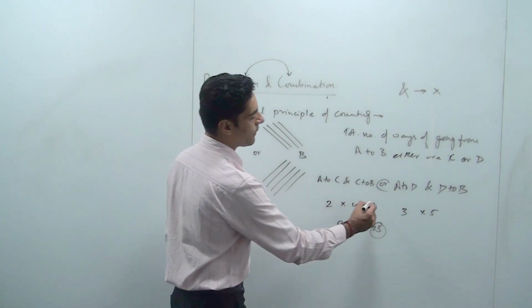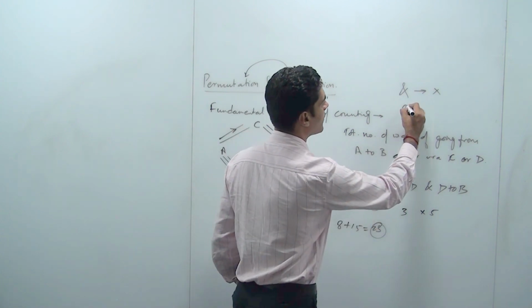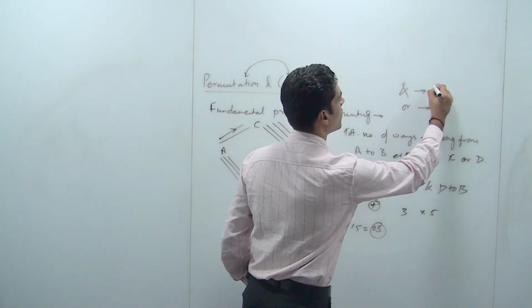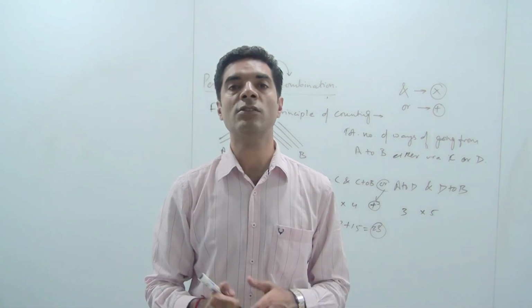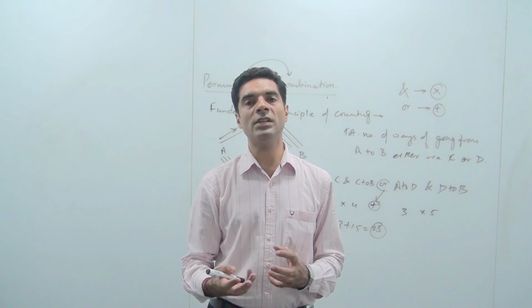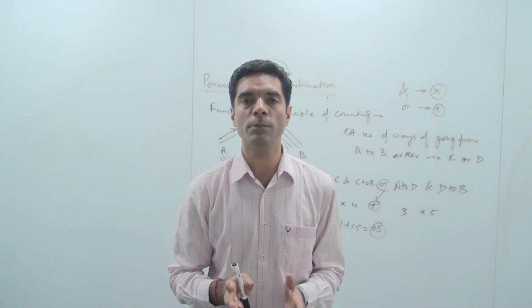So another thing that we have understood here is that 'or' stands for addition while 'and' stands for multiplication. This is one simple concept that you must know for solving questions on permutation and combination. This is called the fundamental principle of counting.